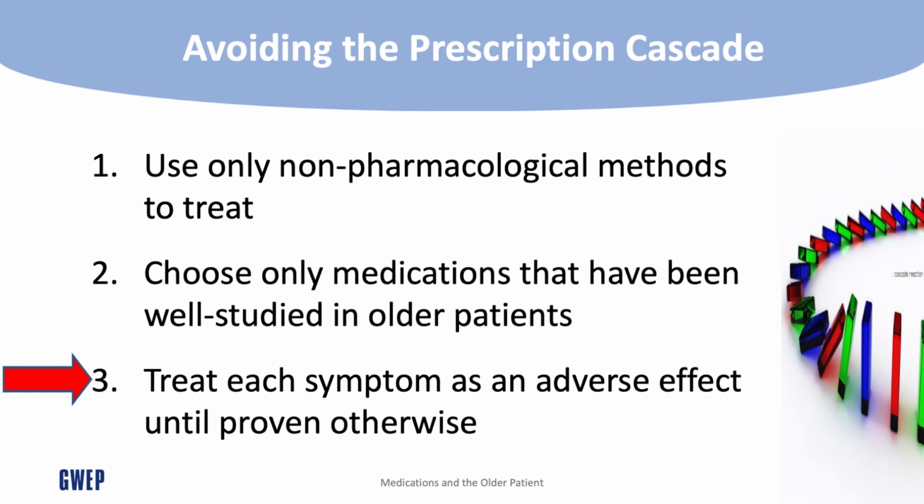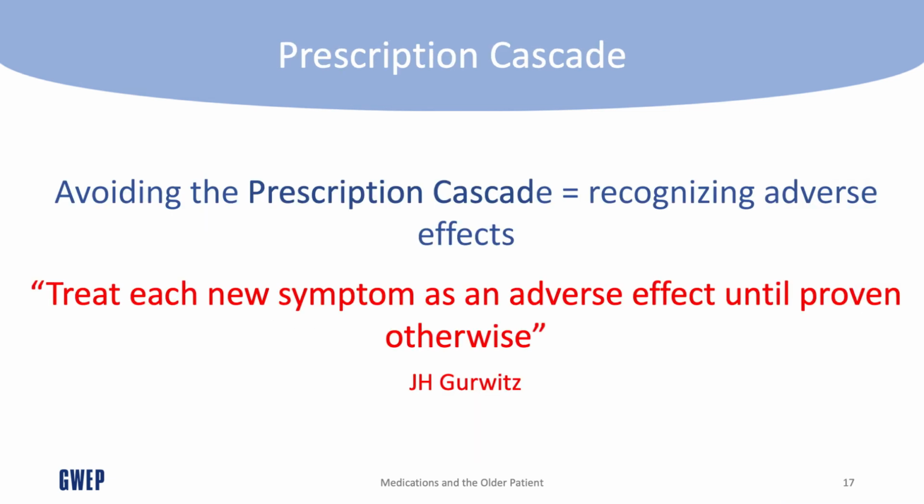Number 1, it would be very difficult never to use medications in our older patients, so although that would be very nice to do and certainly something that we try to do, it's not really very practical. Number 2, we do know that most medications are not originally studied in older patients. So drug companies do not sponsor studies too often that include a lot of older patients. So that also is very difficult to do, to choose only medications that have been well studied in our older patients. So number 3 is what I consider the best way to avoid the prescription cascade.